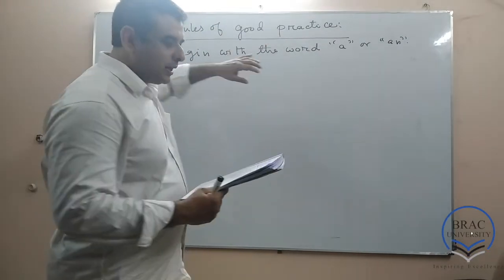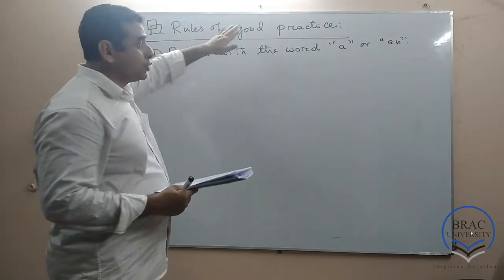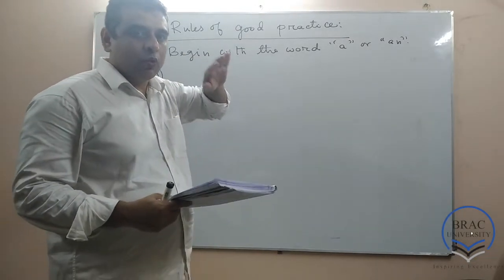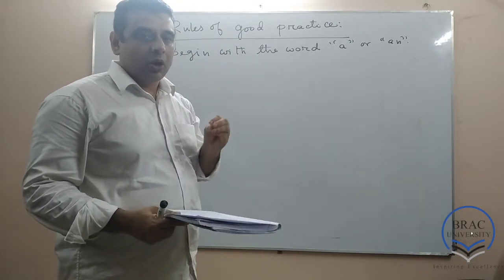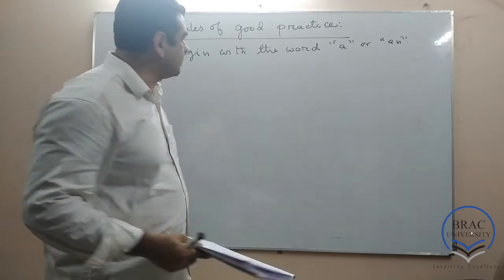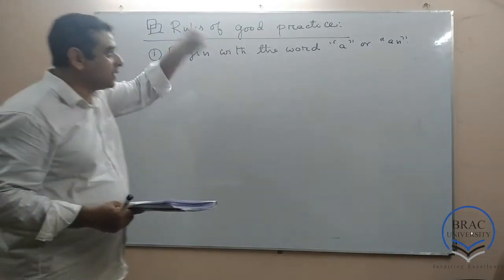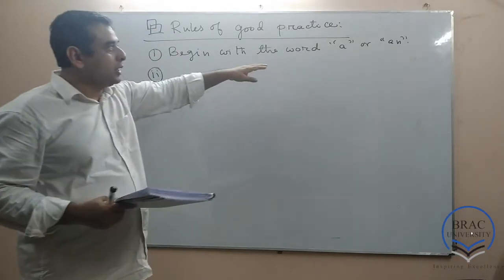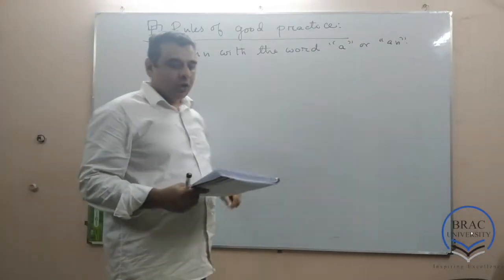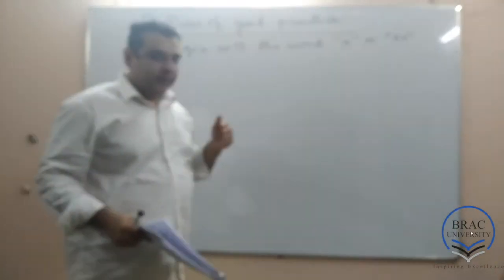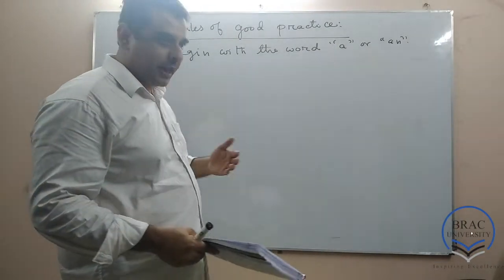I am writing down the rules of good practice for one of the key features of Olog called types. The first rule is to begin with the word A or An for the label of the box, that is, the type.